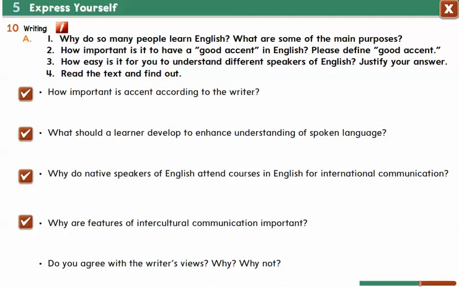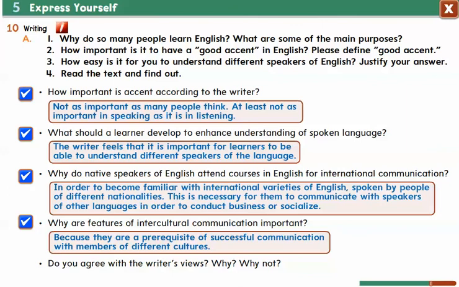Naturally, intercultural communication and its requirements are a very important part of such courses and a prerequisite for successful communication with members of different cultures. English as an international medium of communication is an evolving variety that is affected by the speakers of the language, whether they happen to be native or non-native.